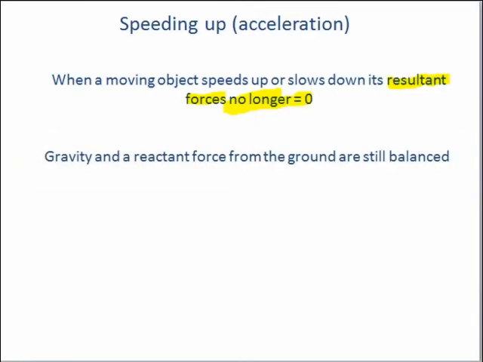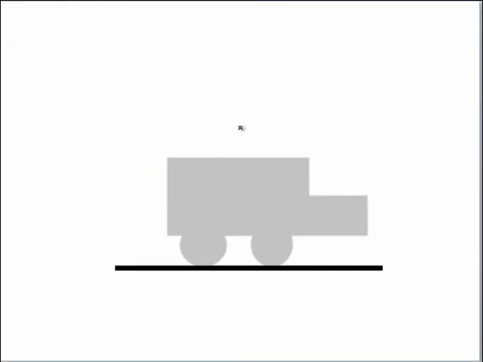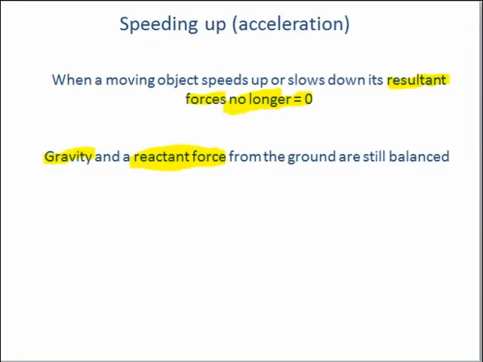Gravity and the reaction force still balance to zero. They still balance each other out, because when a car is speeding up, it's not going to be floating in the air or falling through the floor. These forces are always balanced when the car is driving on a solid surface. So we can say that gravity and reaction forces equal zero. So these aren't the forces that are contributing towards the acceleration.